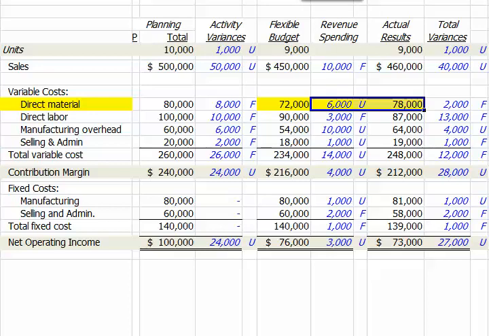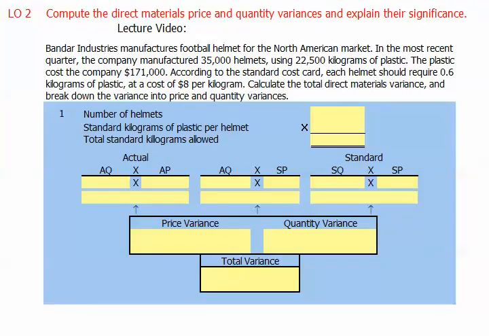Let's take a look now at another example. Bandar Industries manufactures football helmets for the North America market. In the most recent quarter, the company manufactured 35,000 helmets using 22,500 kilograms of plastic. The plastic cost the company $171,000. According to the standard cost card, each helmet should require 0.6 kilograms of plastic at a cost of $8 per kilogram. Calculate the total direct material variance and break down the variance into price and quantity variances.